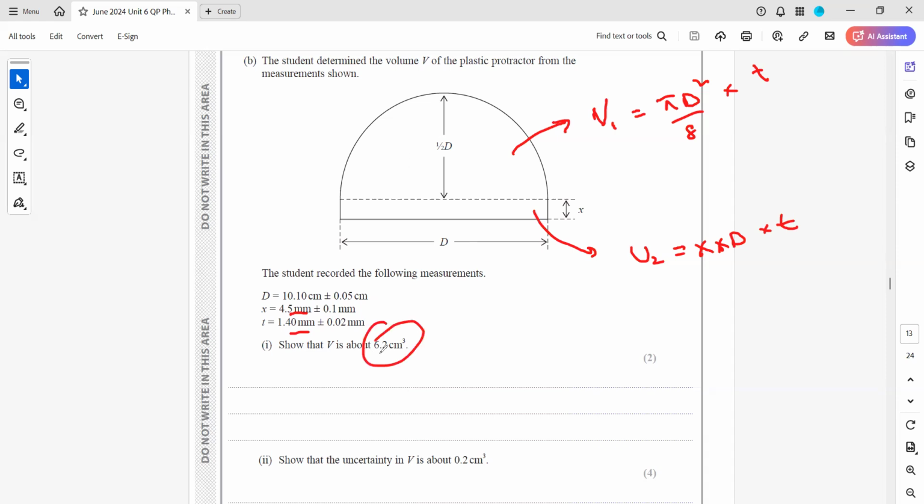So we have to show that the volume is about 6.2. When we add them at the last, V1 plus V2, we will get this total volume.